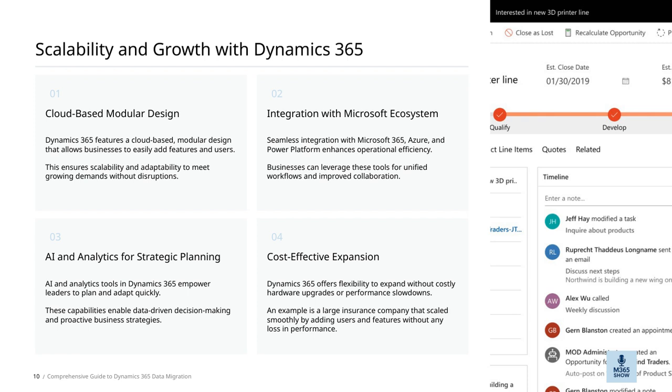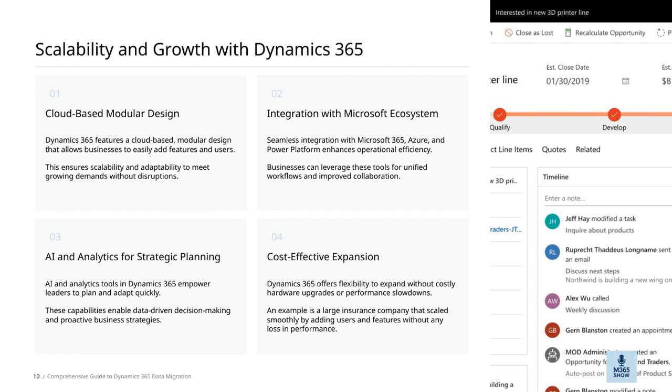This cost-effective expansion is further boosted by AI and analytics tools integrated into Dynamics 365. These tools empower leaders like you to plan and adapt quickly, making data-driven decisions that help you stay ahead of the curve. They enable proactive strategies and more efficient resource allocation, which is essential for growth.